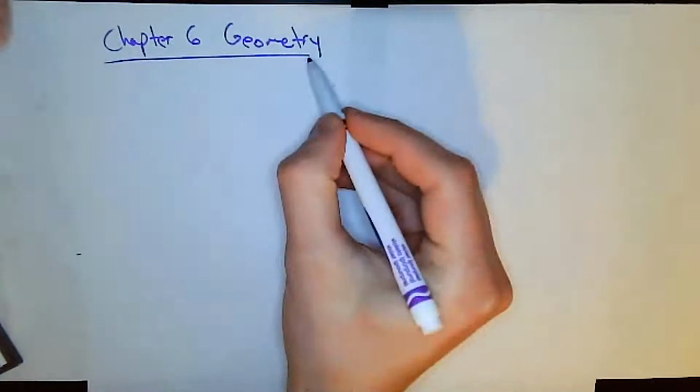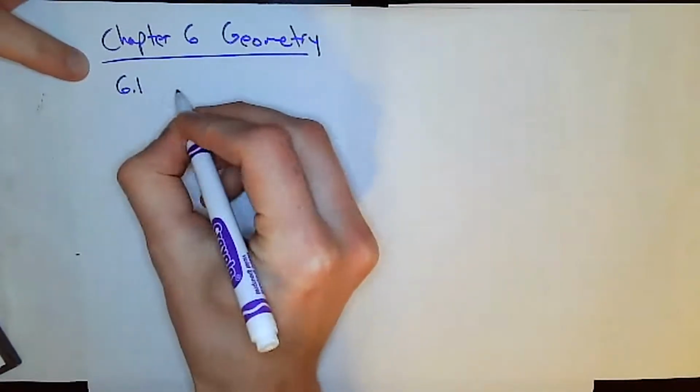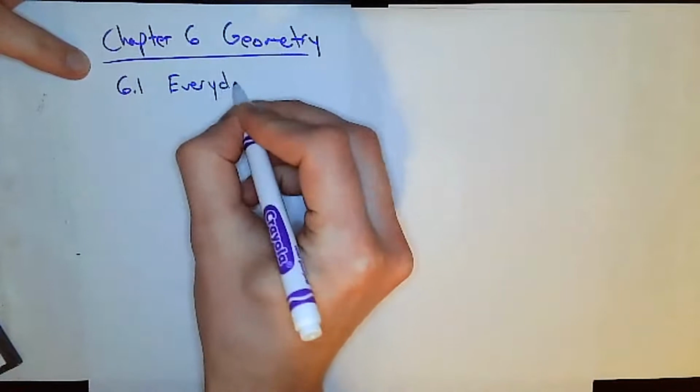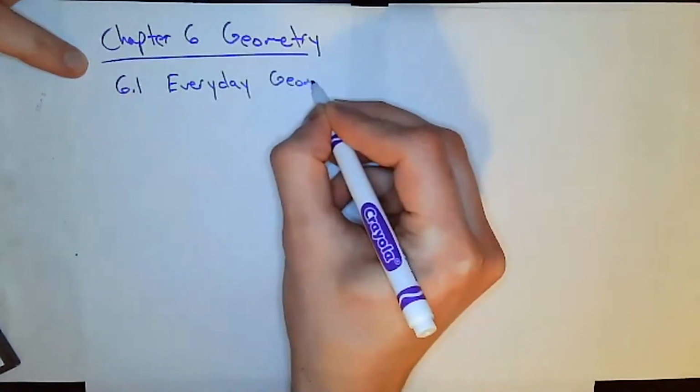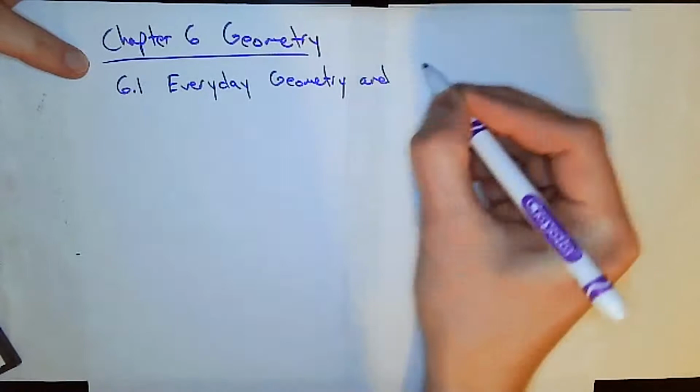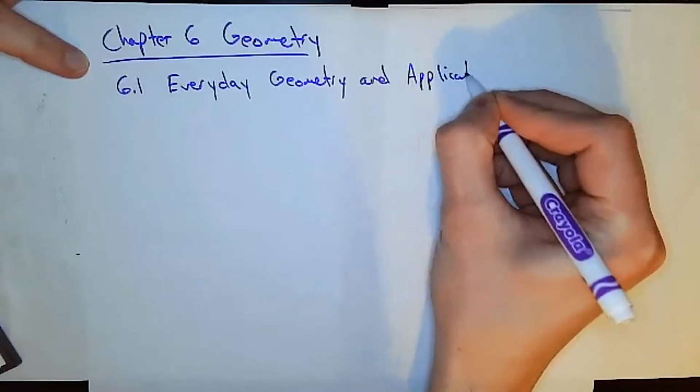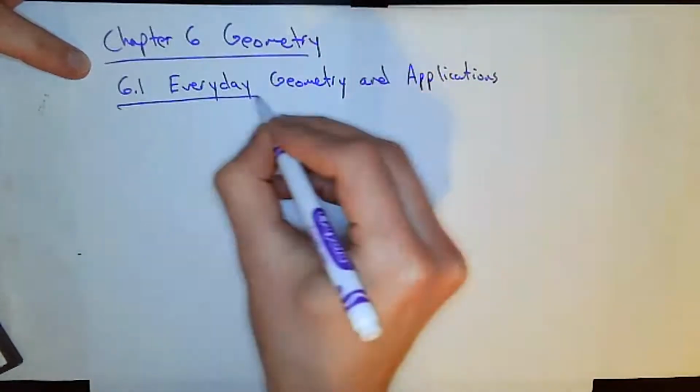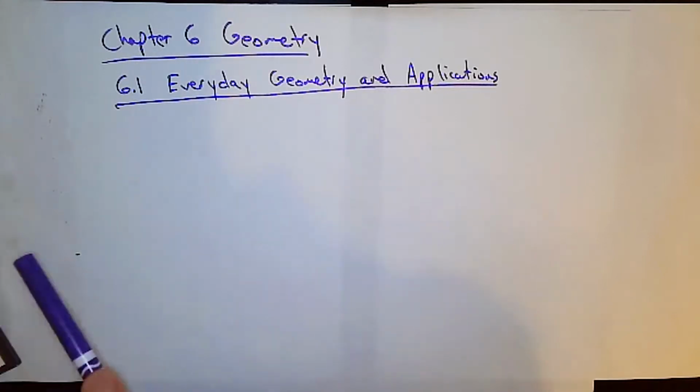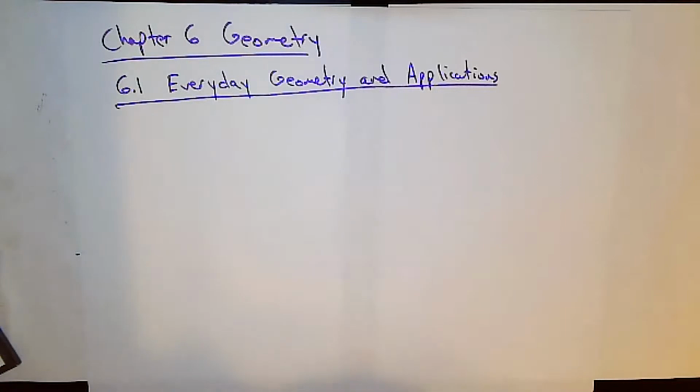So we've got chapter 6 and 6.1 in particular is called super vague. What does this even mean? Everyday geometry and applications. Now, sometimes the titles of these sections don't really describe what's in the section. We're going to be looking at angles. That's what 6.1 is about. We're going to identify some basic geometric structures like lines, points, rays, line segments. We're going to look at angles. We're going to look at triangles. And that's pretty much what we're going to do in 6.1.